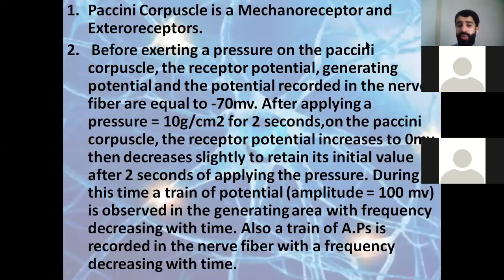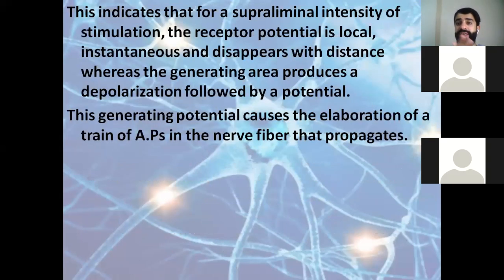So a train of action potentials was recorded in the generating area, with a frequency that decreases with time. This indicates that for a stimulus intensity above the threshold, the receptor potential is local, instantaneous, and disappears with distance, whereas the generating area produces a depolarization followed by a potential. So you have to know from now on that the receptor potential is local, instantaneous, and it disappears with distance.